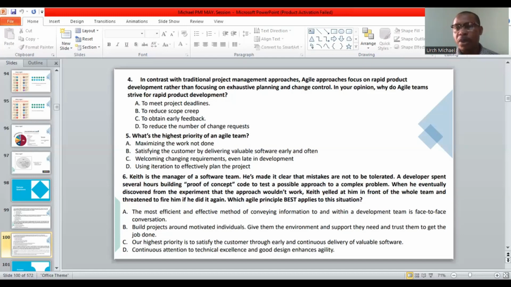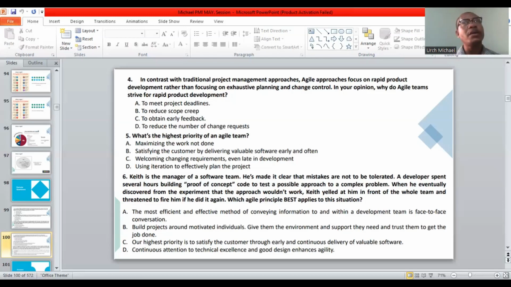You have so many books you can use. You have the Rita Mulcahy, you have the PMBOK Guide 6, PMBOK Guide 7. We have the Agile Practice Guide. You have all this at your disposal. You go over them. When I wrote my PMP exam, I went through the PMBOK Guide 6 three times.